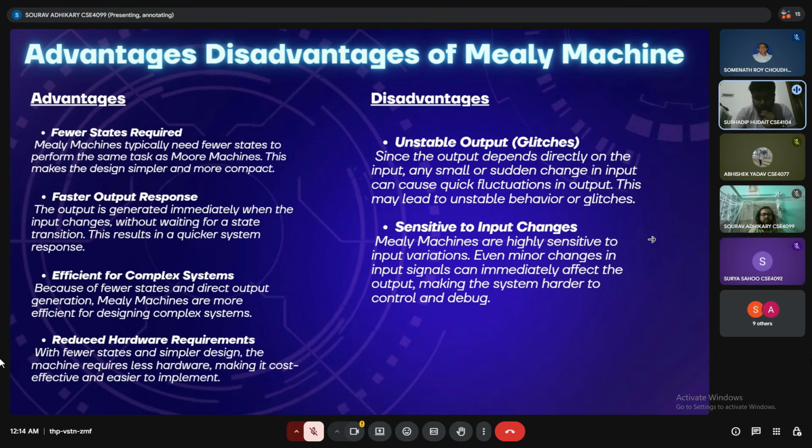Advantages and disadvantages of the Mealy machine. The advantage is efficiency: fewer states mean less hardware, lower cost and faster response time. It's perfect for complex systems where space is at a premium. And the disadvantage: because the output reacts instantly to the input, it is prone to glitches from noise. If your input signal is dirty, your output will be unstable. It's a trade-off. You get maximum speed, but you must handle the noise. Next slide.